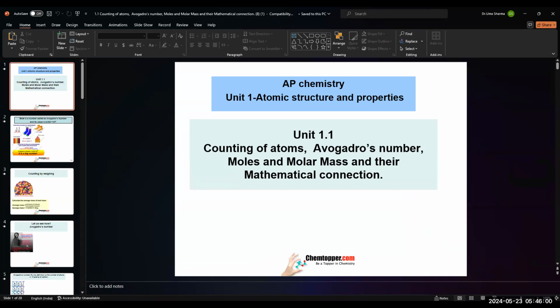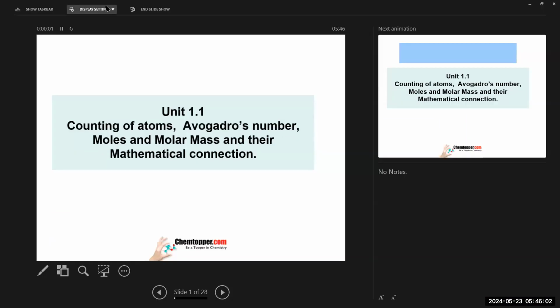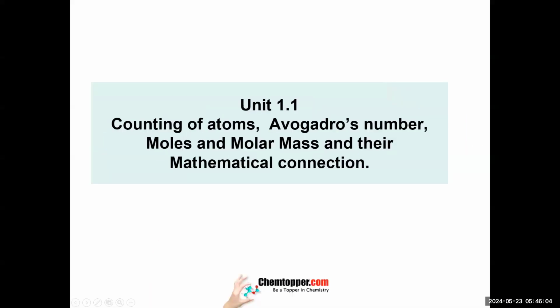The next topic is very simple. Maybe you are already aware of it, but we are going to practice in detail, in depth. We'll do plenty of questions based on it. So, we are starting Unit 1. Till now, we were doing just the basic foundation. And today, we are starting Unit 1. And in Unit 1, we are starting with 1.1.